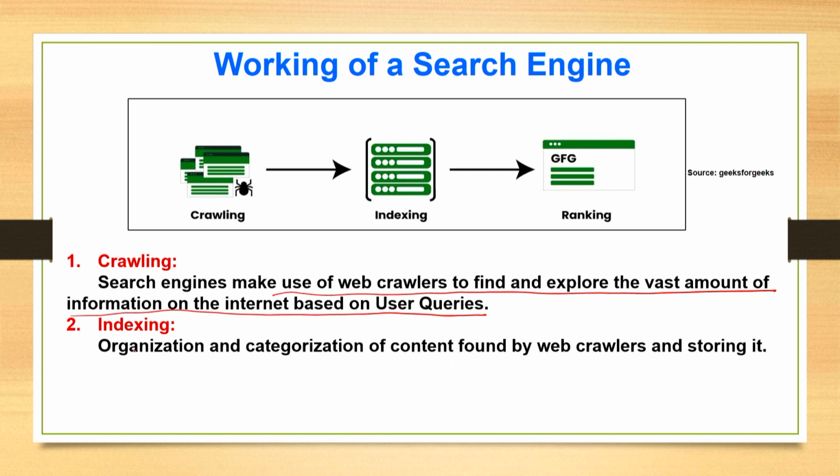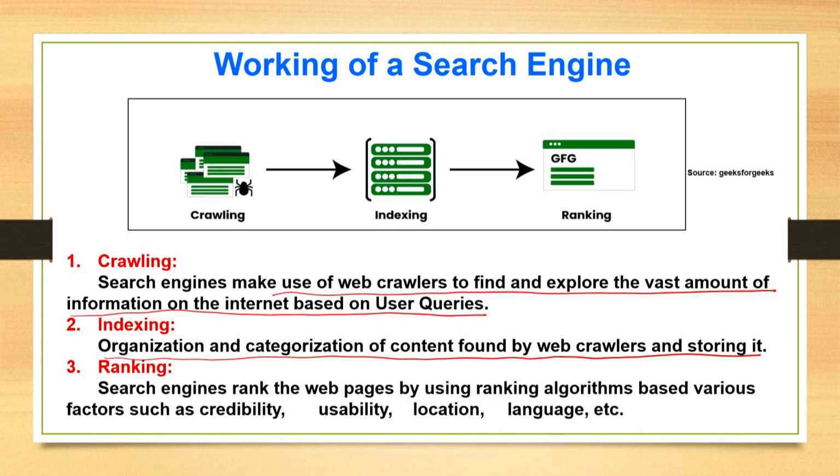Next, indexing means organization and categorization of the content found by web crawlers and storing it. Then it will provide ranks to it, that is the ranking. Ranking means what? Search engines rank the web pages by using ranking algorithms. There are various types of ranking algorithms. The most popular is the PageRank algorithm. These are based on various factors such as credibility, usability, location, language, etc.